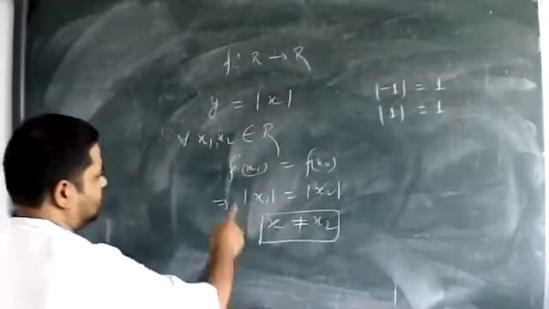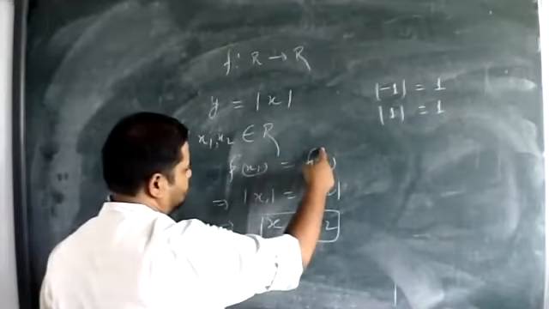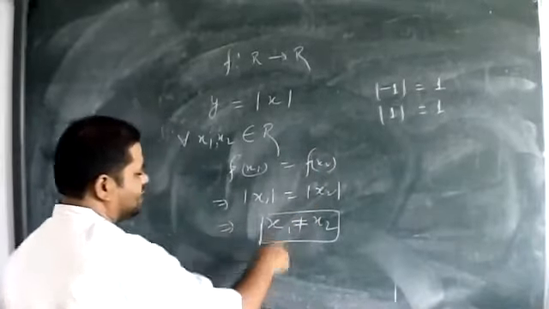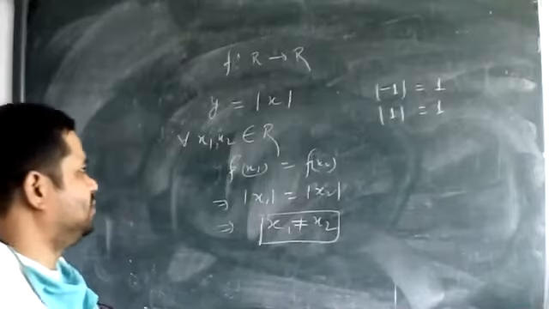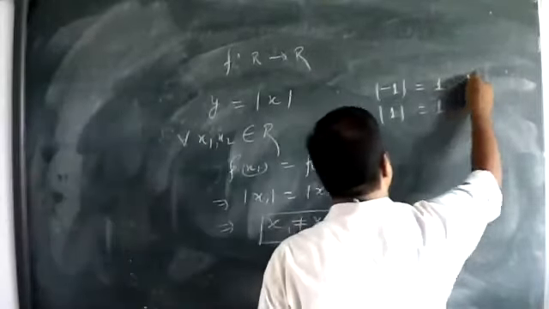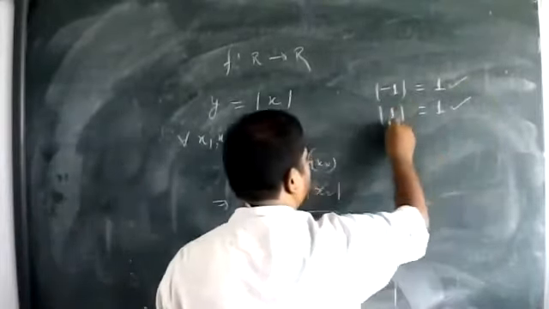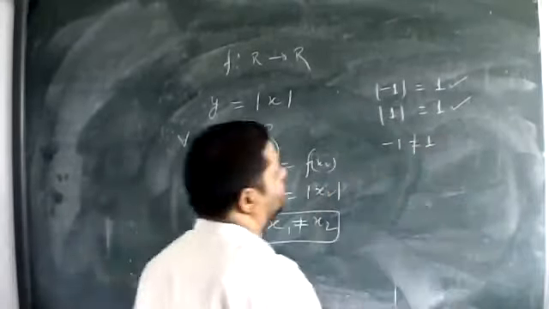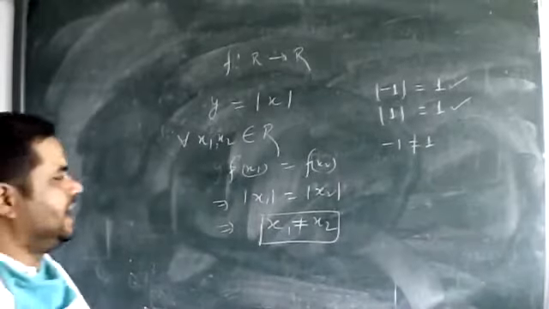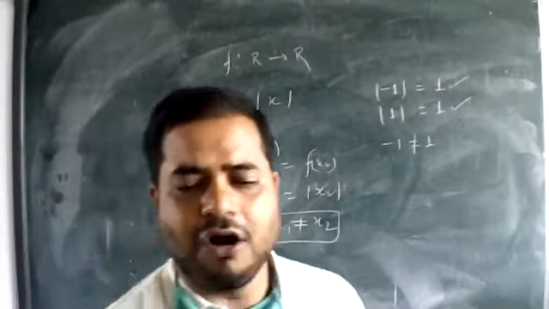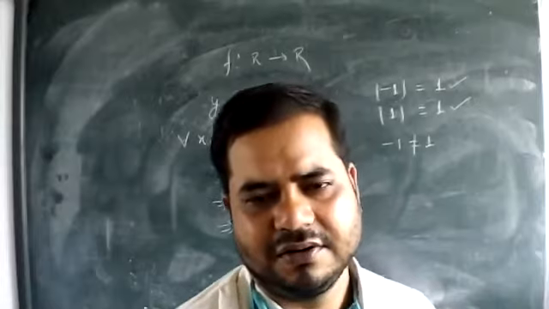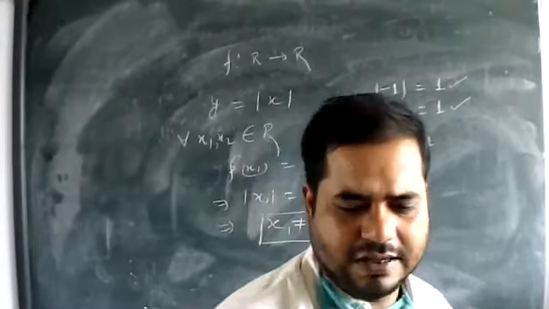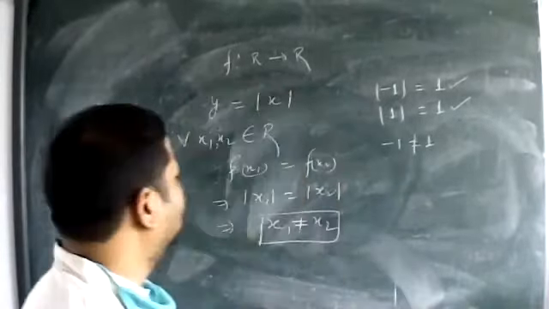So you see here, f(x1) is equal to f(x2), but x1 does not equal x2. If you see f(x1) is equal to f(x2), but x1 does not equal x2, that is -1 does not equal +1. So you can say it is not a one-one function. Okay, so the mod function is neither one-one nor onto.